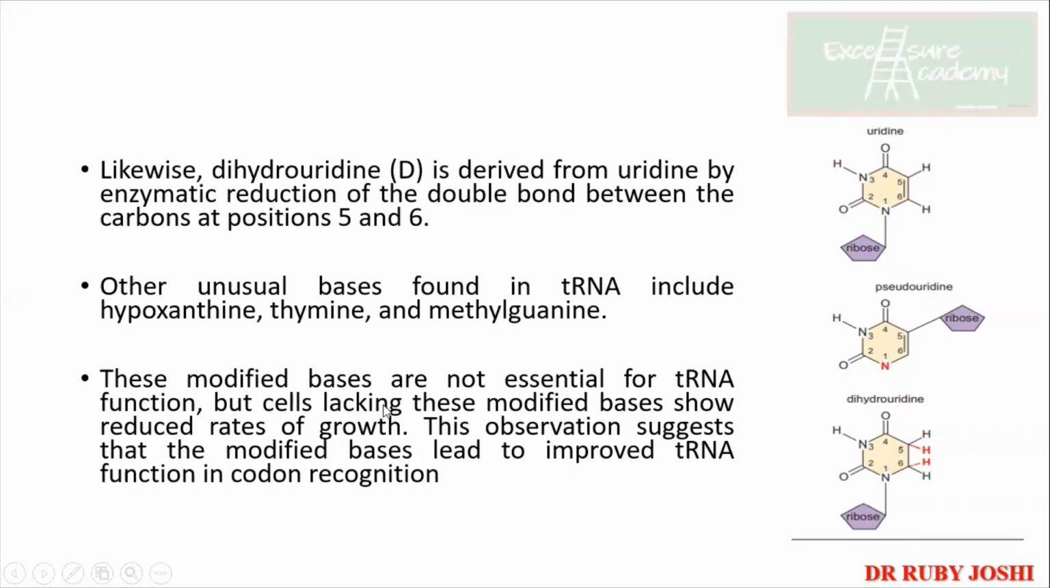The other unusual bases found in tRNA molecules include hypoxanthine, thymine, methylguanine, etc. These modified bases are not essential for tRNA function, but cells which lack these modified bases show reduced rates of growth, meaning their translation will not be good. This observation suggests that these bases lead to improved tRNA function in codon recognition. Later we'll see how these help in that recognition.